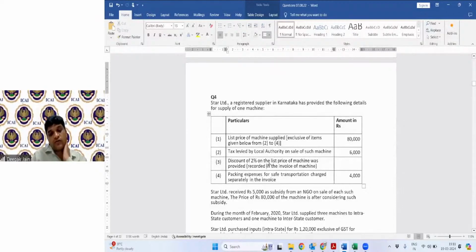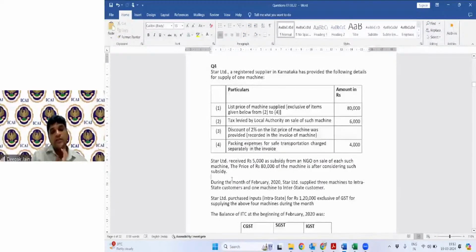Then a discount of 2% on the list price of the machine was provided, which is recorded in the invoice of the machine. Okay, so a 2% discount is given. Packing expenses for safe transportation charged separately in the invoice, 4,000 rupees. Star Limited receives 5,000 rupees as subsidy from the NGO on sale of each such machine. The price of 80,000 of the machine is after considering that subsidy. That means you got the subsidy, that's why the price is 80,000, otherwise the price would have been higher.